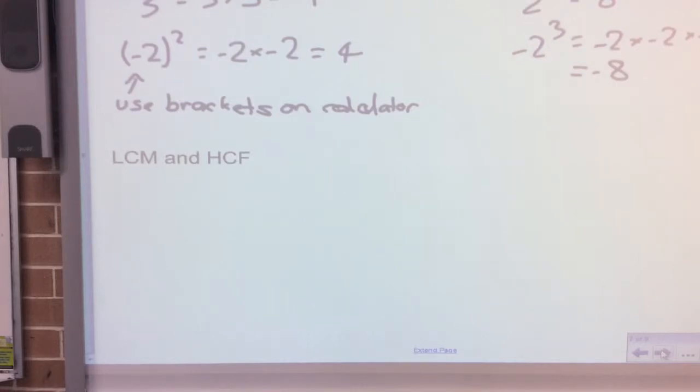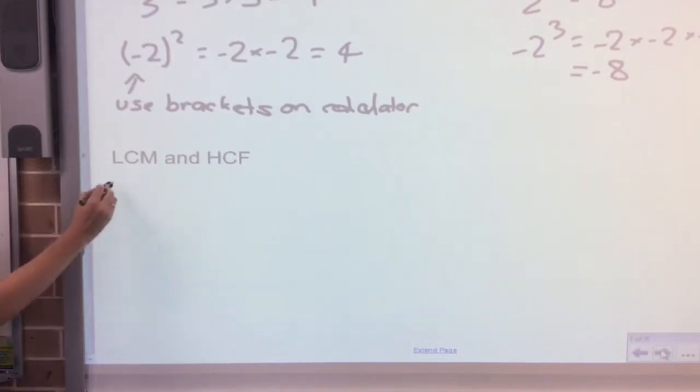LCM, HCF, what are those? Lowest common multiple and highest common factor. Okay, lowest common multiple.